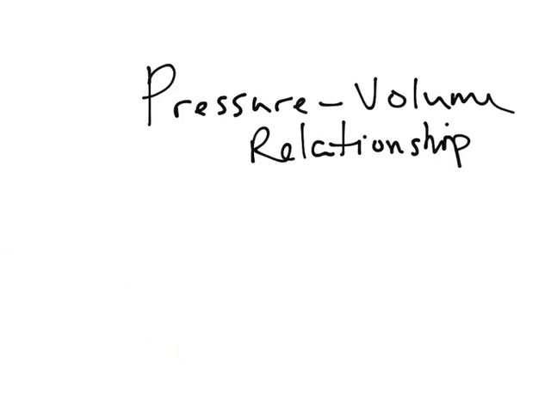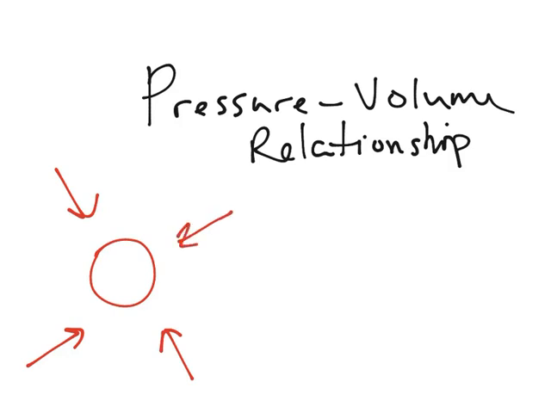So the first relationship between these characteristics that I want to talk about is the pressure and volume relationship. So let's say you have a balloon, and I'll just draw a circle for my balloon. If I were to increase the pressure on this balloon, maybe by some outside force, and I begin exerting pressure inward on this balloon, think about what that would do to the balloon's volume.